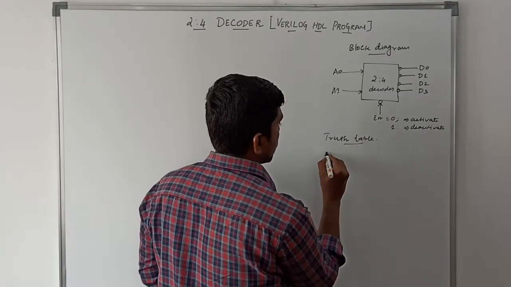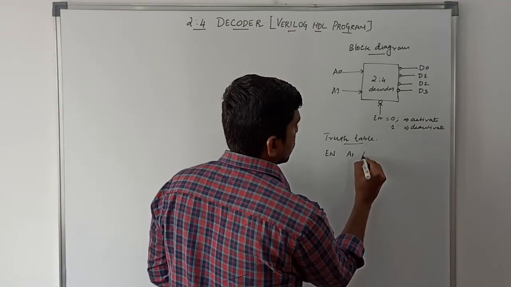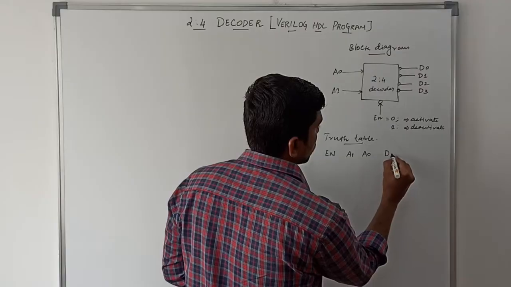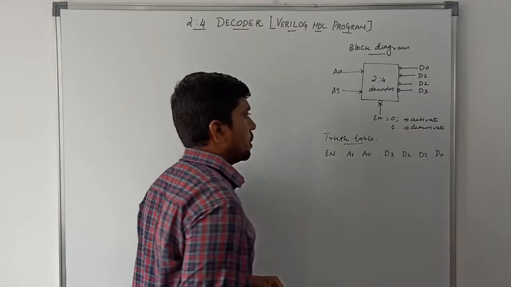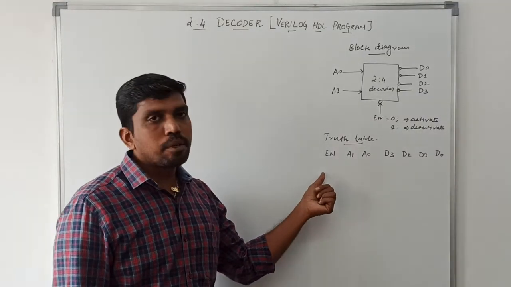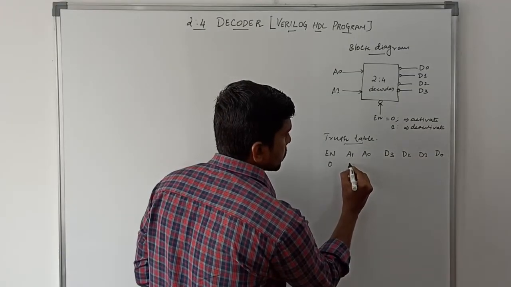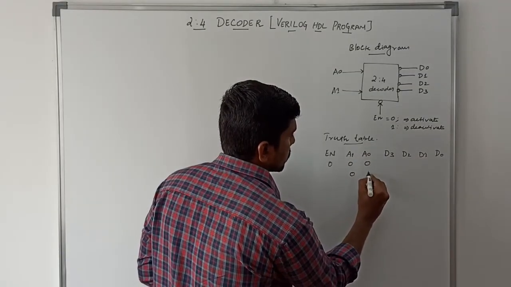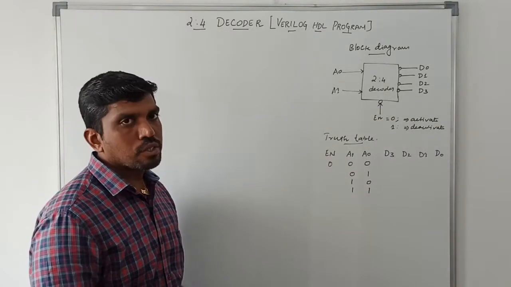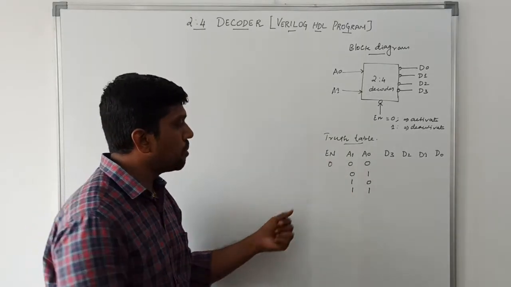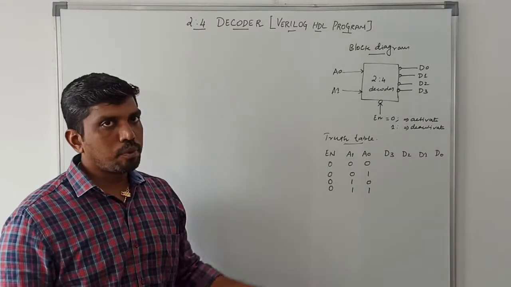Truth table. First write the input values enable, A1, A0, and output values D3, D2, D1, D0. In all the cases enable value should be 0. The combinations of inputs are 0 0, 0 1, 1 0, 1 1. So it releases 4 combinations of input. For these 4 combinations enable value should be 0. Now we check the output values.